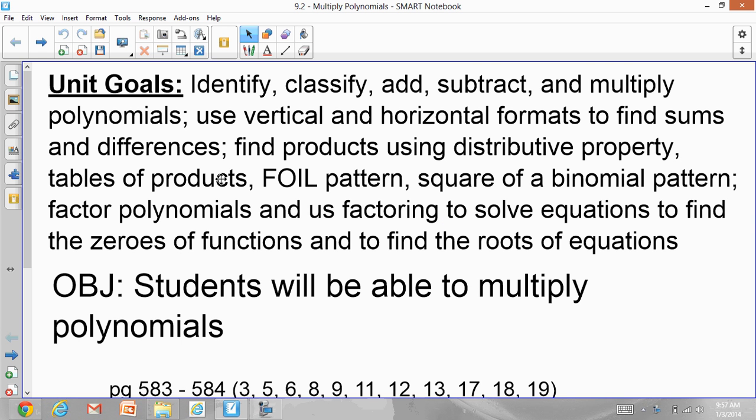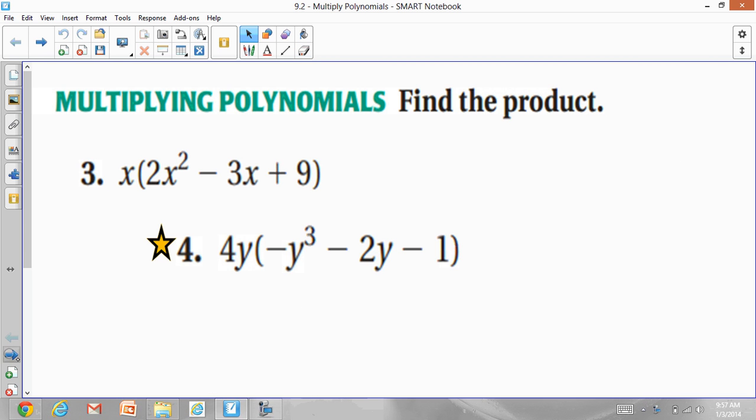In your notebook, write today's date, 9.2, multiply polynomials, which is the objective. You will learn how to multiply polynomials. Copy question number 4. They're asking you to find the product.